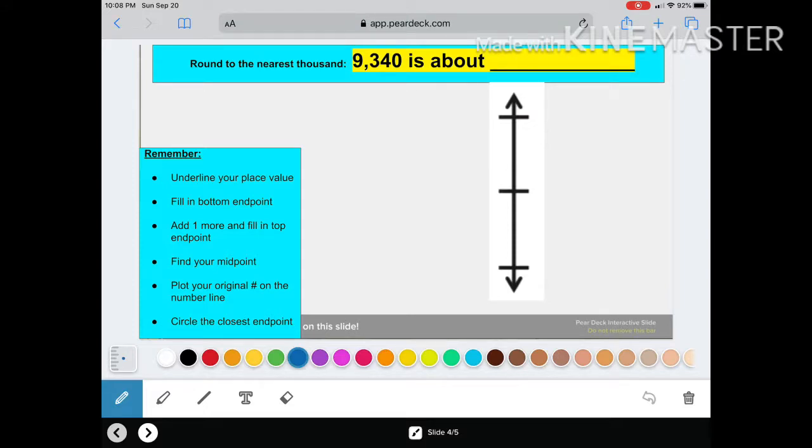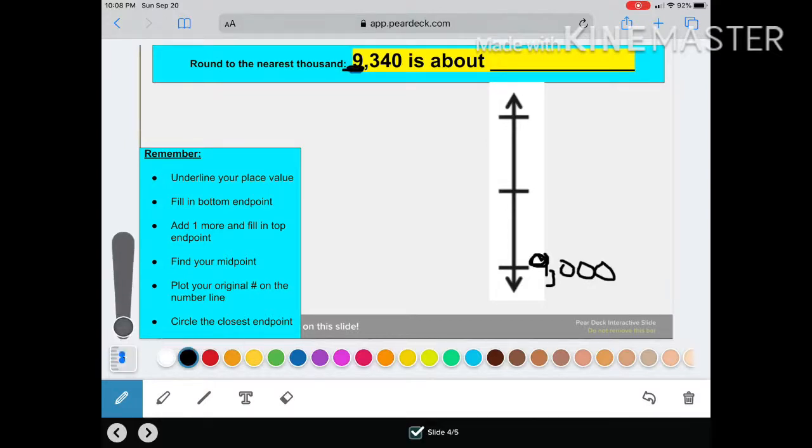In this number, we're still rounding to the nearest thousand, and we're rounding 9,340 to the nearest thousand this time. Underline your place value. What number am I underlining if I'm rounding to the thousands? Good job. 9. That's your first endpoint. Wow, look at you. 9 what? That 9 is in the thousands, so what's my bottom endpoint? Good job, 9,000.